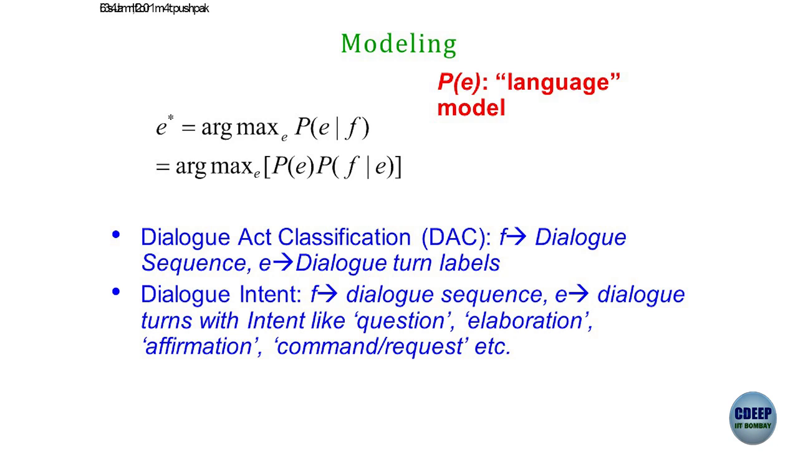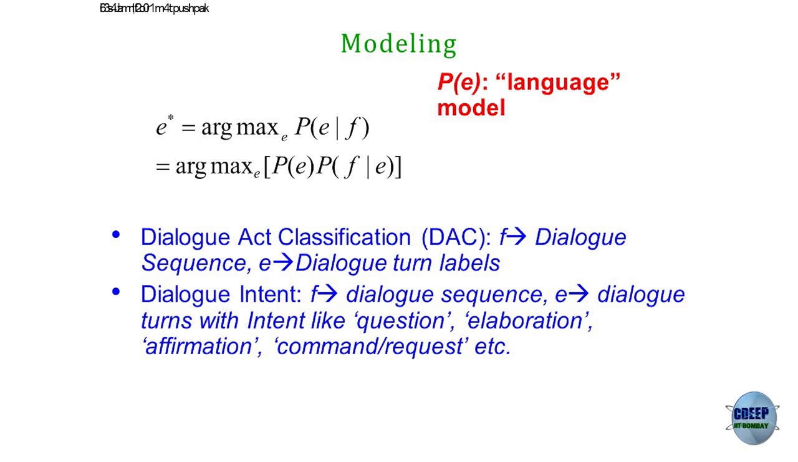F can be a document, E can be a summary. F can be a question, E can be an answer. F can be two sentences, E can be a 1-0 decision saying whether these two sentences are paraphrase of each other or not. So this is the overarching formula for all machine learning based NLP, whether it is DL or statistical machine learning, doesn't matter.